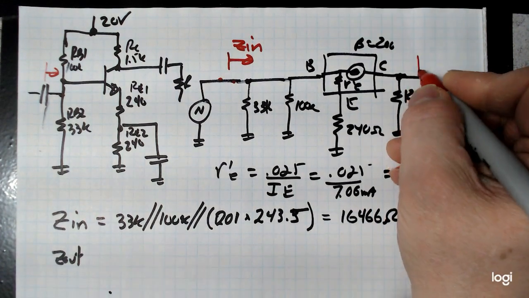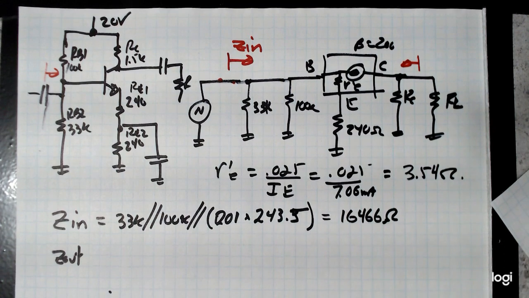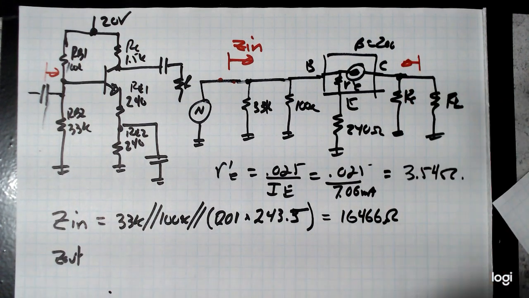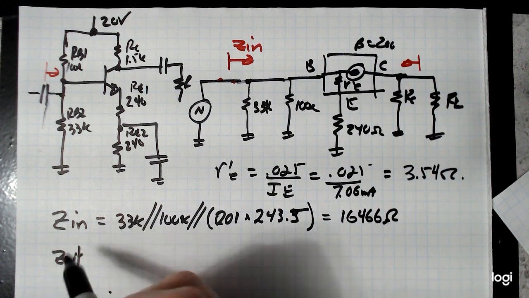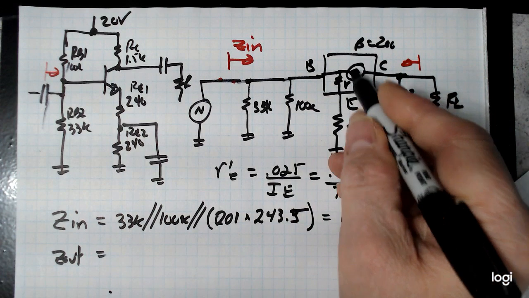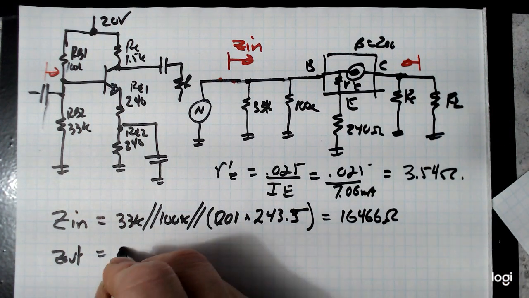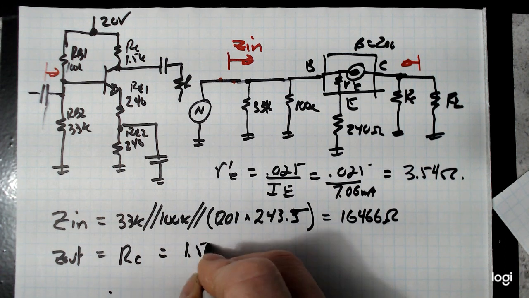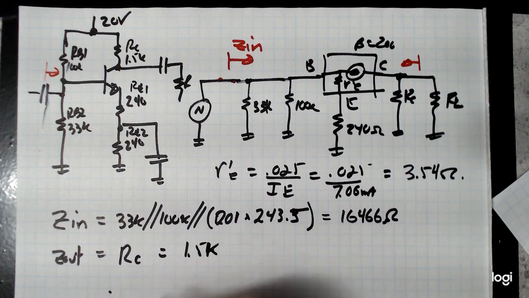Z out is the impedance looking back into the circuit. Basically, you consider yourself to be the load, and you ask what is it I'm connected to that's creating a voltage across me. You open current sources. So basically, this would be RC, which would be 1.5 k ohm.